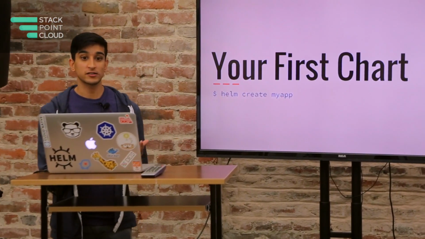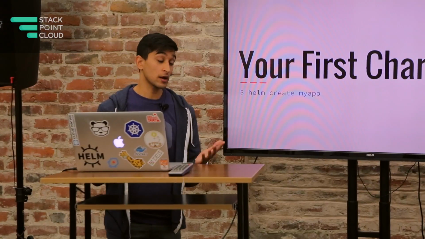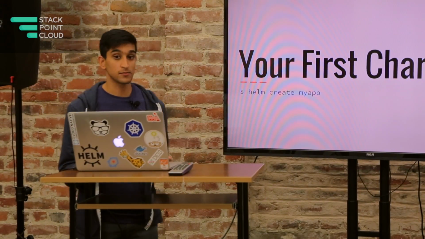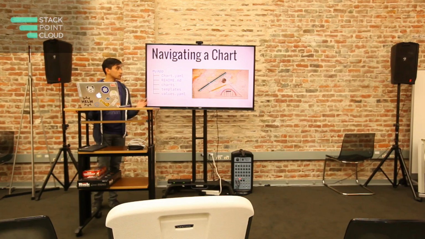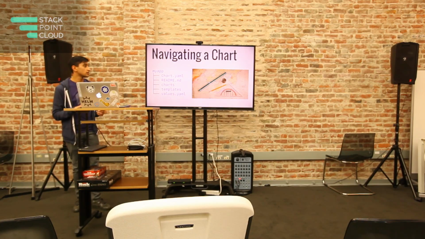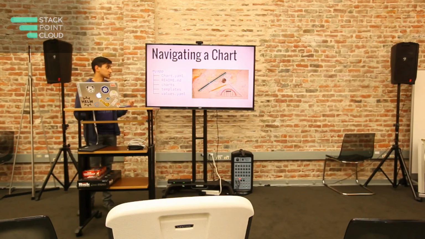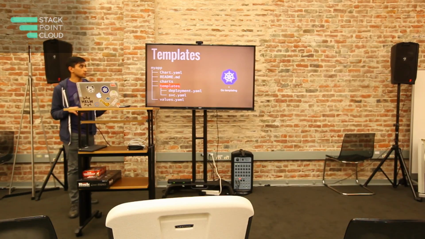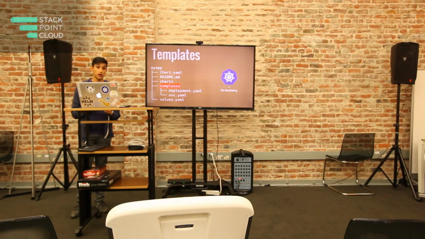But you might be wondering, how do you actually go and create your own, or package your own application as a chart? Well, Helm makes this really easy with the create command. You can simply run helm create my app, and you'll get a directory structure that looks like this. So this is what an unpackaged chart looks like. And we'll go through and navigate this directory structure in more detail. So the first place you want to look is in the templates directory.